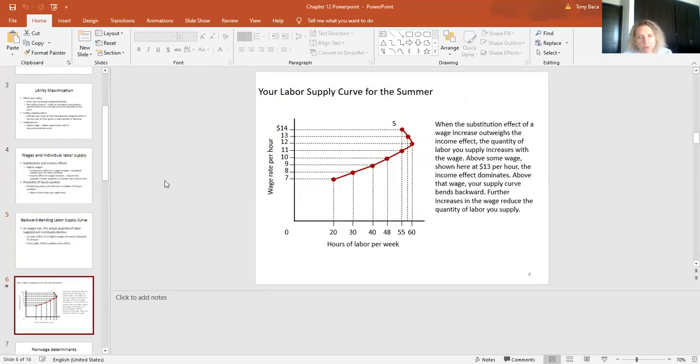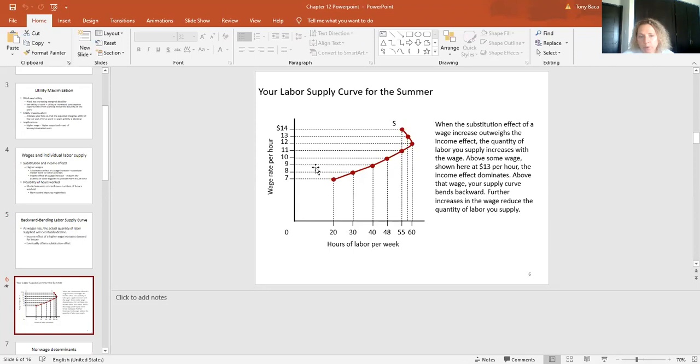Now, I think these are kind of weird numbers for your author to have used, but whatever. His example may have even been like college students. I don't know, I can't remember exactly. But you can see how initially at $7 an hour, that's probably still minimum wage someplace, we have an upward sloping supply curve.